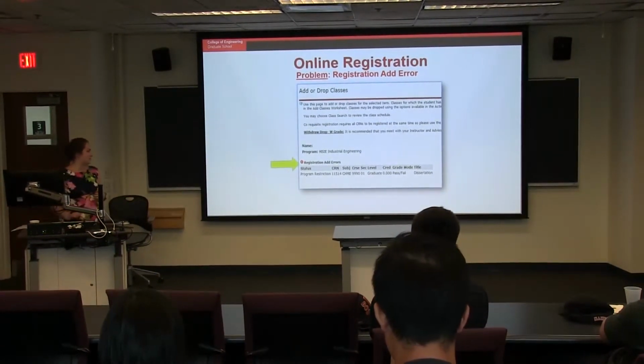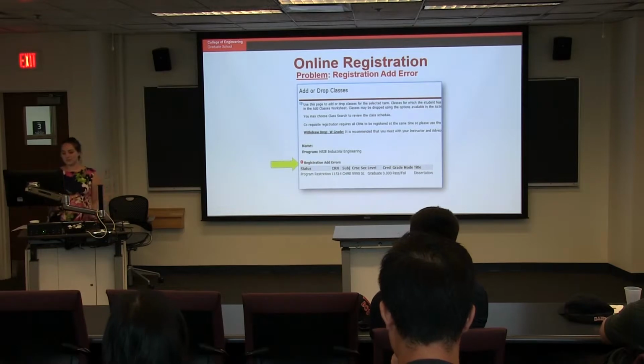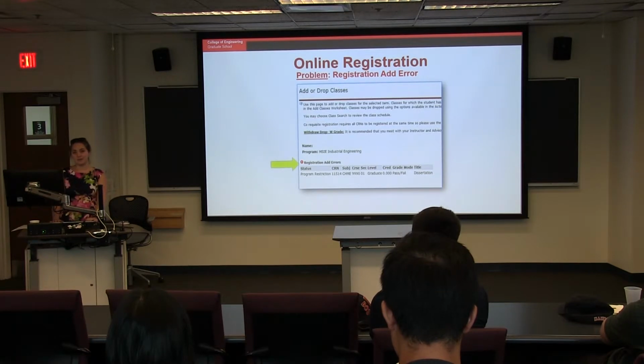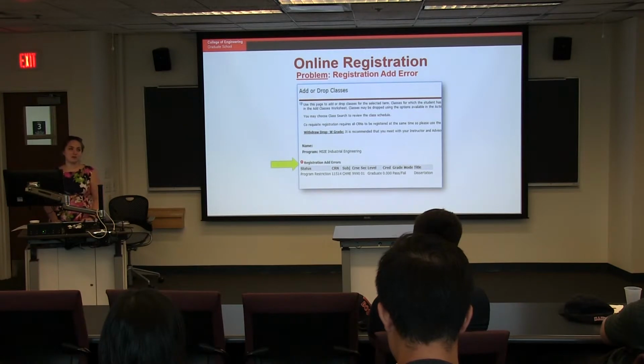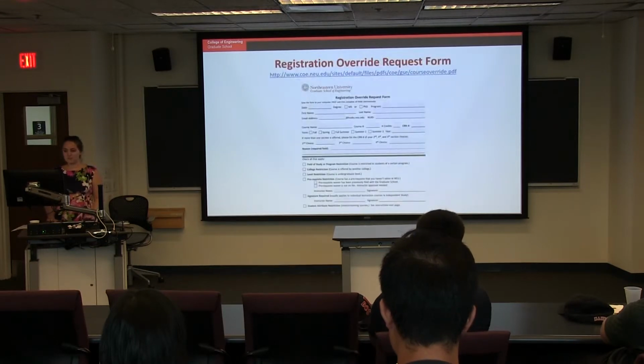So when you're trying to add or drop a course and you get a registration error, what do you do? The status of the registration error will indicate what's going on. It's either going to be a program restriction, which means that it's a course outside of your program of study that needs permission for you to enter, or another big one is a college restriction. So if you're trying to take a course within the College of Computer Information Sciences and you get that restriction on the course, what you're going to have to do is fill out a registration override request form.